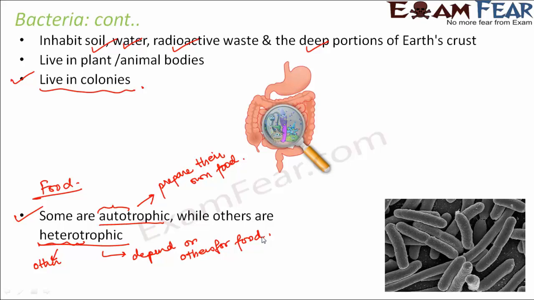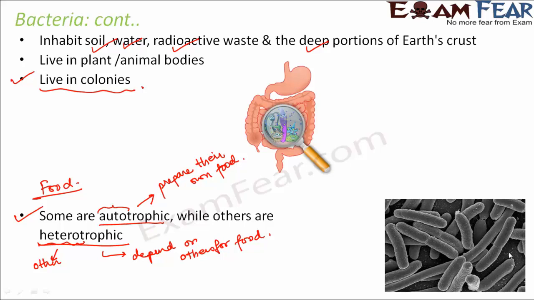Similarly, human beings either depend on other animals for their food or they depend on other plants. So they also depend on other organisms for their food. So they are also heterotrophic. So some of the bacteria can prepare their own food, whereas some others depend on others for their food. So some are autotrophic while some others are heterotrophic.